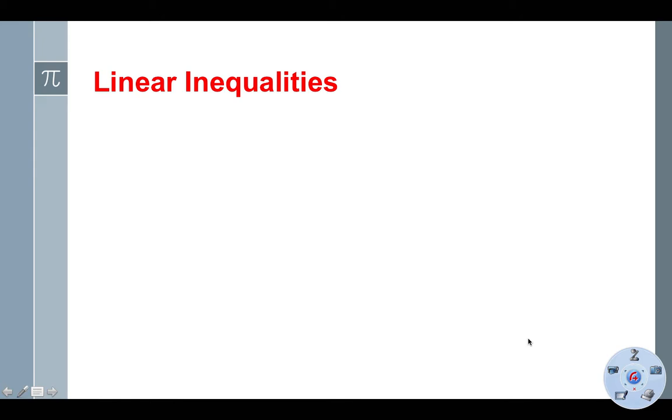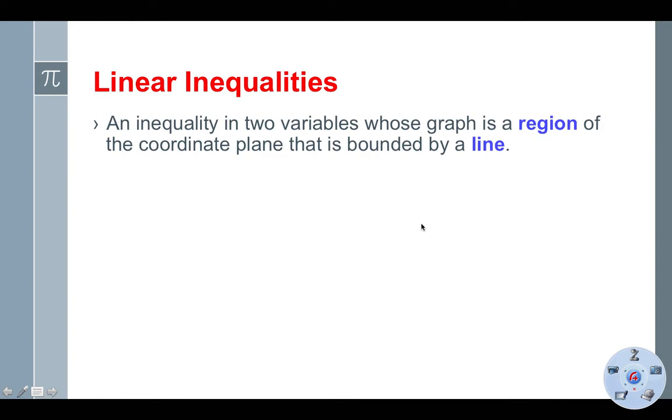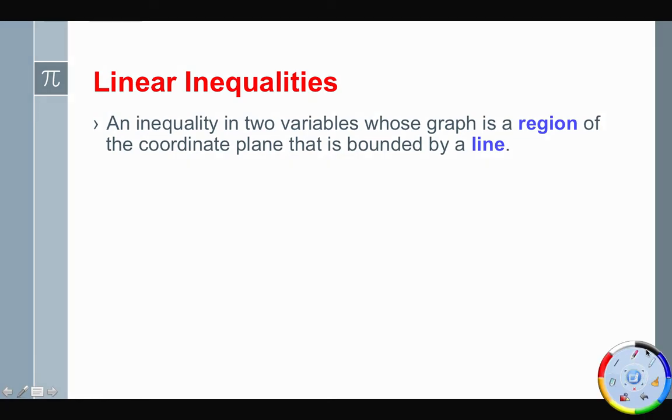Now, that was just a refresher. Let's take a look at what we want to do in today's lesson. A linear inequality is an inequality with two variables, so we're looking at x and y, whose graph is a region of the coordinate plane that is bounded by a line. So what is that going to look like?